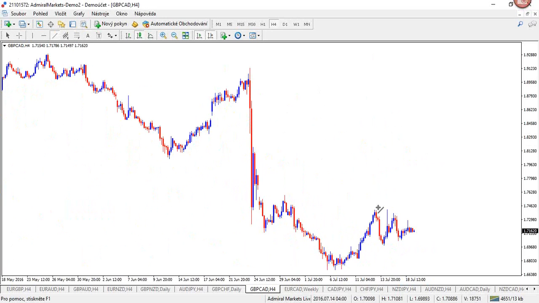Pound CAD is a bit better, following the pound dollar with support and resistance close by. So a break of either of these two trend lines could be interesting.